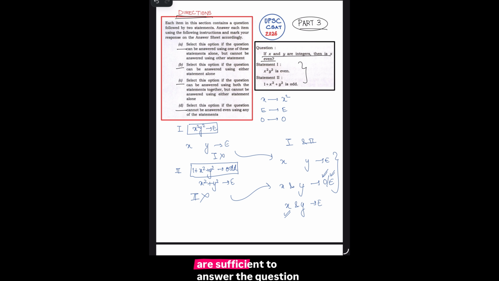Therefore, both statements together are sufficient to answer the question. Hence, the correct answer is option C.